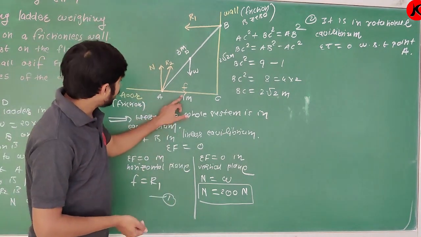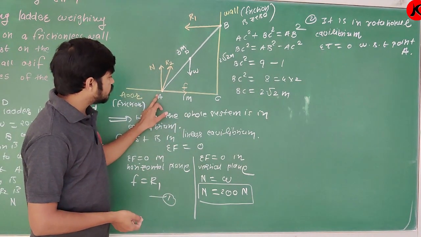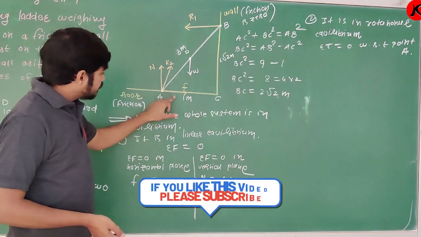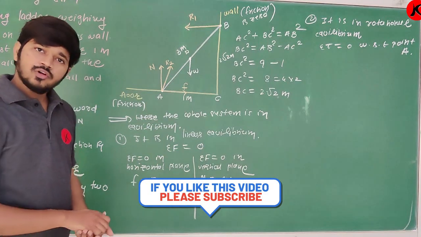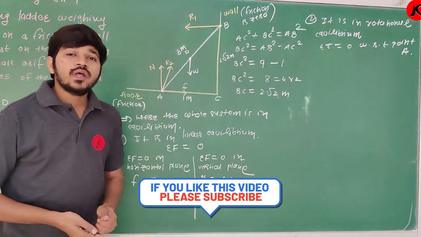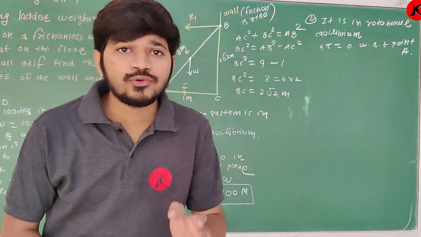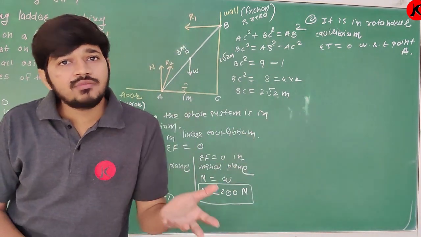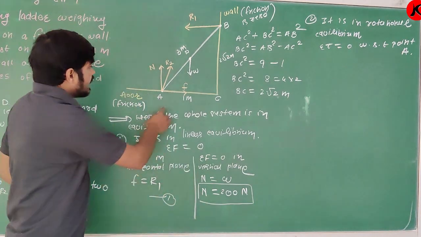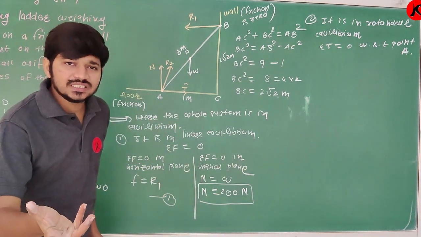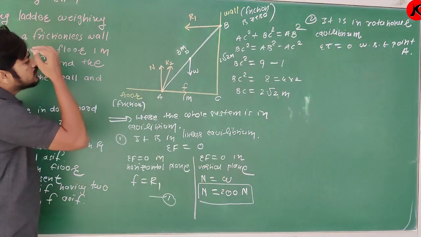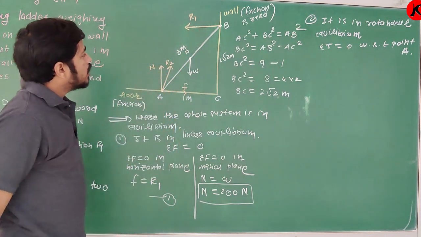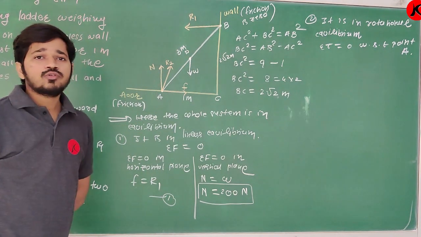Yes, F and N are passing through point A itself. So for these two, torque will be 0. Whenever the line of action of a force passes through a point, the torque about that point will be 0, because there is no perpendicular distance. So about that point, the torque of F and N is 0. The remaining forces are only R1 and W. Now, how to find R1 and W?